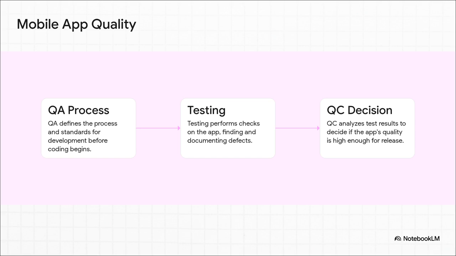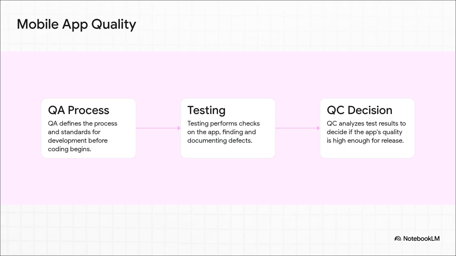Then, as the app starts coming to life, the tester gets their hands on it, and they don't just tap the order coffee button and call it a day. No way. They try to break it. What happens if I try to order 1,000 espressos? What if I use a credit card that expired last year? They find every single bug, and they write it all down.